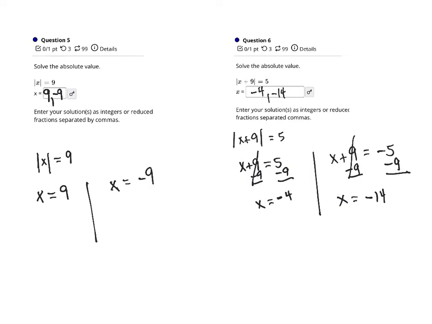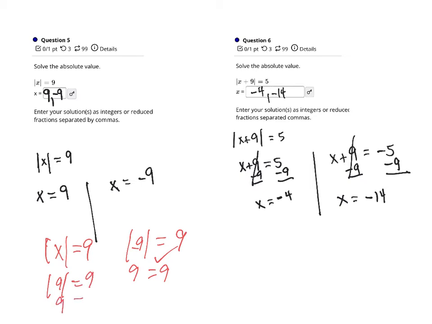So we're saying over here that 9 is the answer. Our original problem was the absolute value of x equals 9. Well, if you replace x with negative 9, will you get 9? Yes, because absolute value of negative 9 is 9. If you replace x with 9, will you get 9? Yes, because the absolute value of 9 is 9. So that's why we have two answers there. And the same with the other one, on number 6.